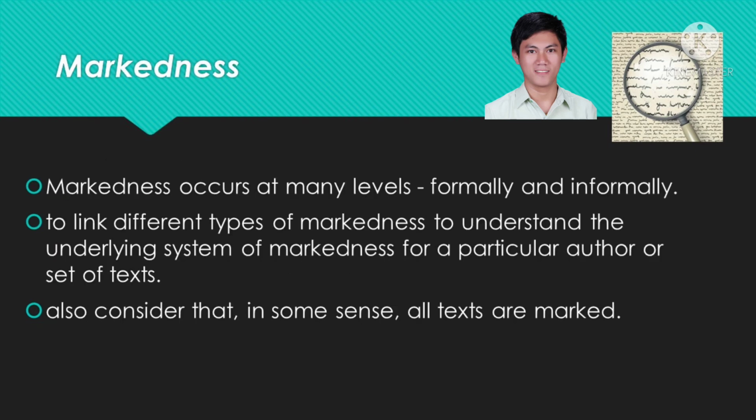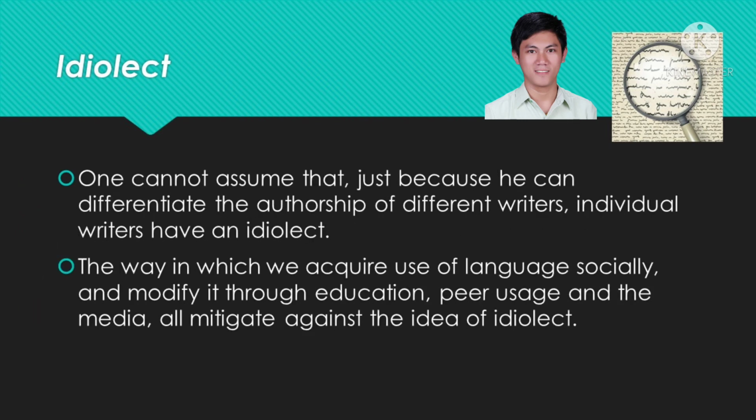Markedness. Markedness occurs at many levels, formally and informally. It is important to link different types of markedness to try to understand the underlying system of markedness for a particular author or set of texts. We should also consider that in some sense, all texts are marked.